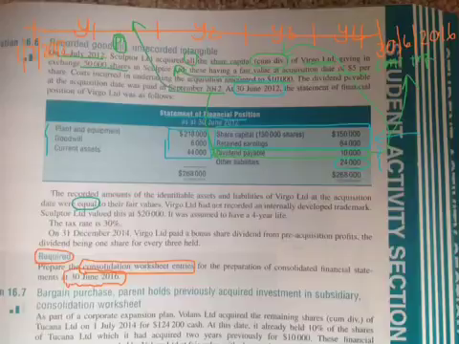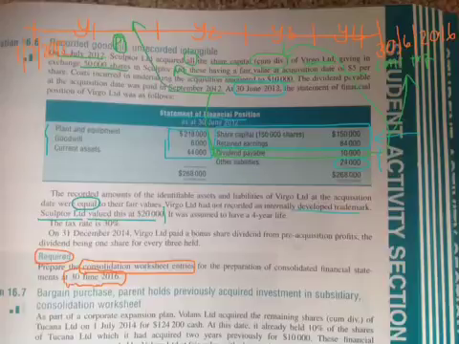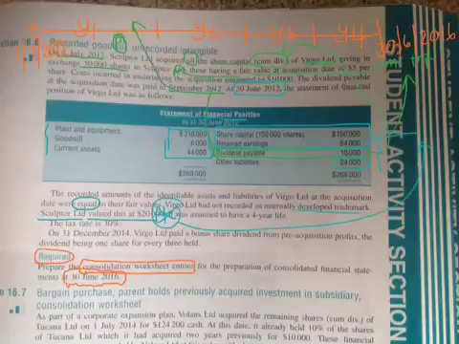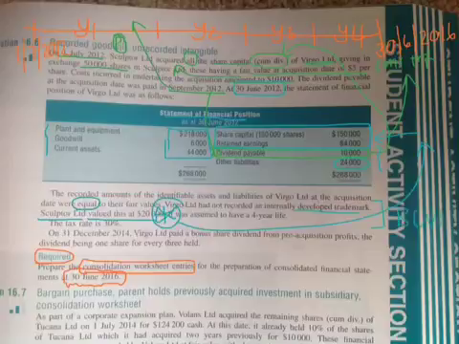Virgo Limited has not recorded an internally developed trademark, but the parent company valued this at $20,000. So there's an adjustment that we'll make to our equity figure to get to our net asset value valued at fair value. This is also important in terms of our BCVR entries, because that will be one of our BCVR entries that we need to make.